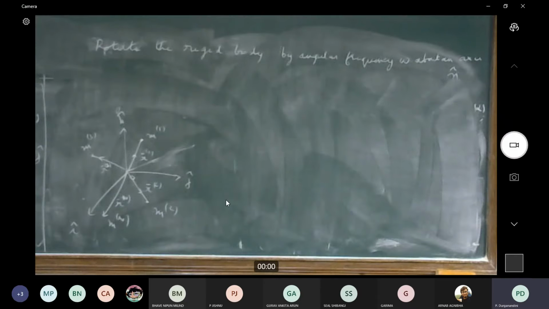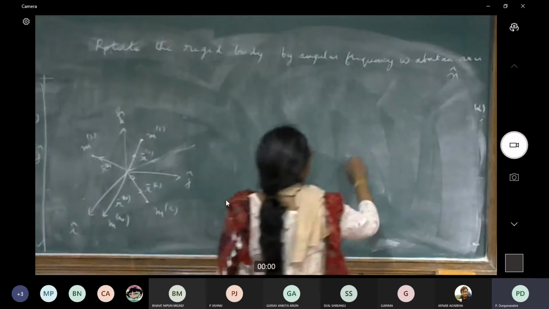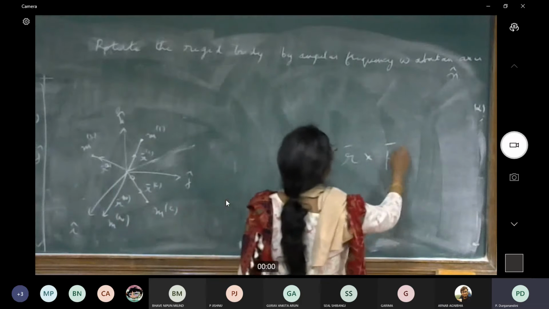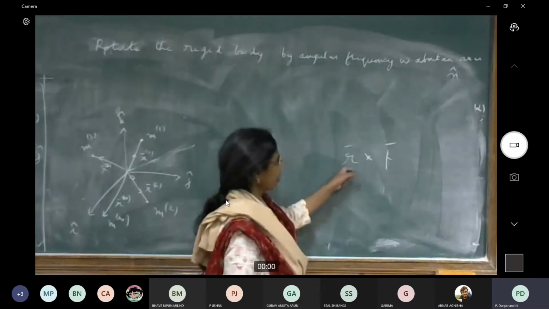Suppose I have a point particle. What will be the angular momentum for that particular particle by definition, about a certain choice of origin? R cross P. R cross P, very good. Whenever I talk of angular momentum, we talk of R cross P.